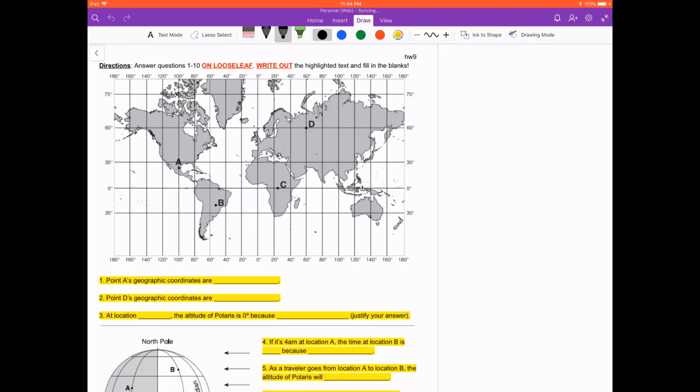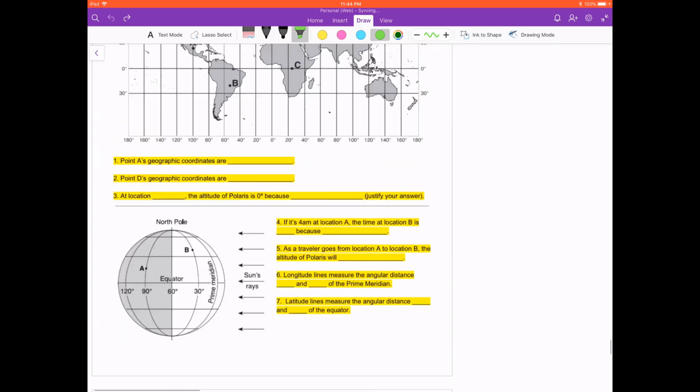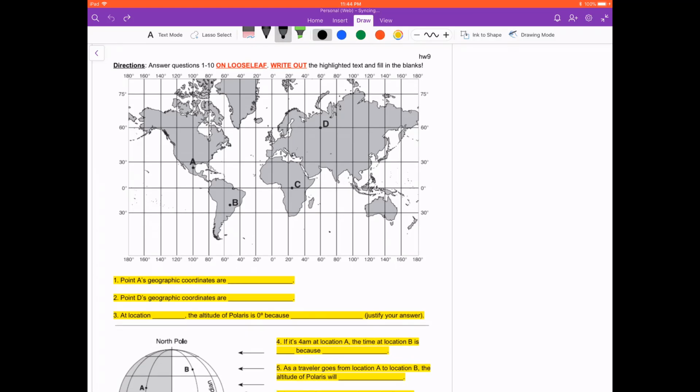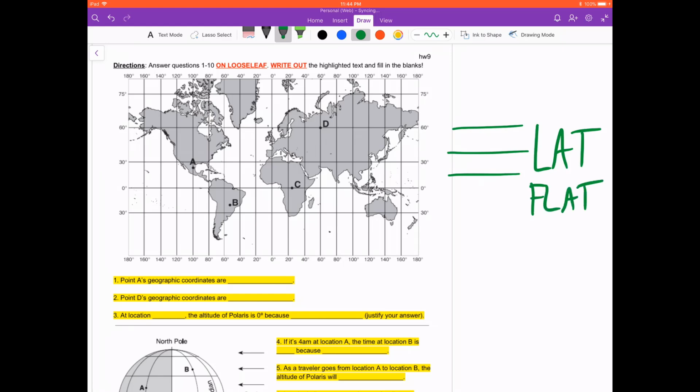Point A's geographic coordinates are... I'm looking at point A, which is right over here on the map. First we have to find latitude. Latitude is flat. I'm going to write lat, flat, just so I can remember my little trick. Latitude lines are flat and it's going to be approximately, let's say 15, maybe about 20 degrees north.